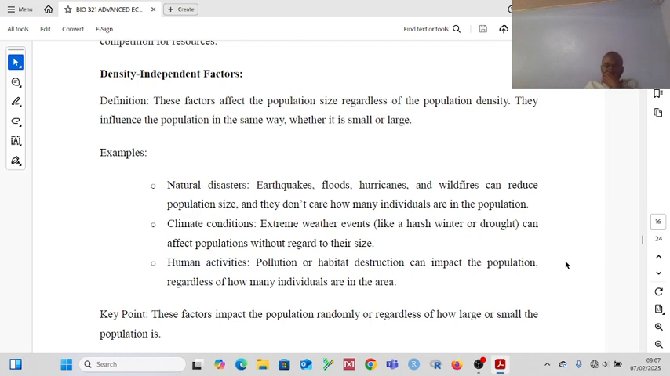irrespective of the density. So the key point for the density independent factors is that these factors will impact the population randomly, regardless of how large or small that particular population is. A fire will burn one animal or 10 animals. The fire doesn't start because there are 10 or it's one. But competition will begin because there are more. Okay? So that's the difference.